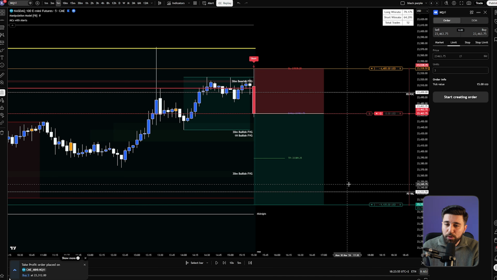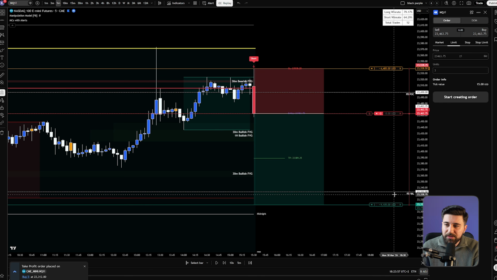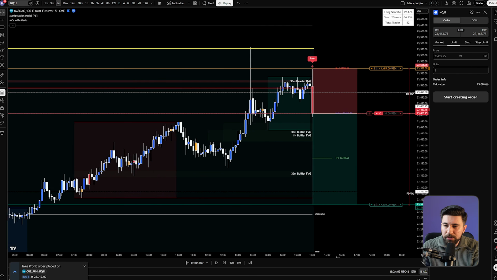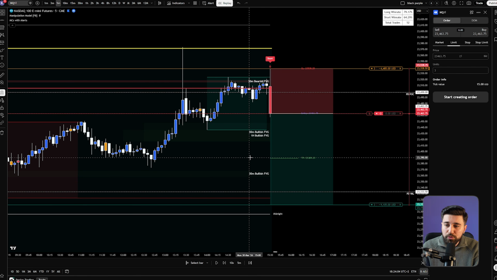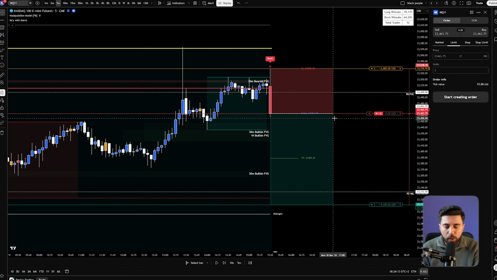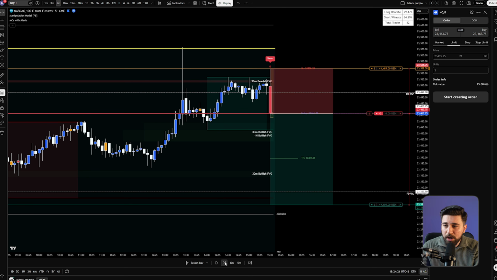And here it also lines up very nicely with the previous day's value area low, and also some previous session's low here from the London session. And at 1 to 1 risk to reward ratio, we will pull our stop loss to break even, and that's the only risk management aspect and the trade management aspect you need with this strategy. So let's see how this plays out.